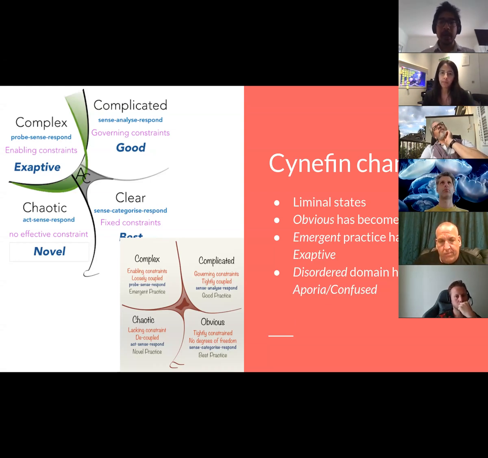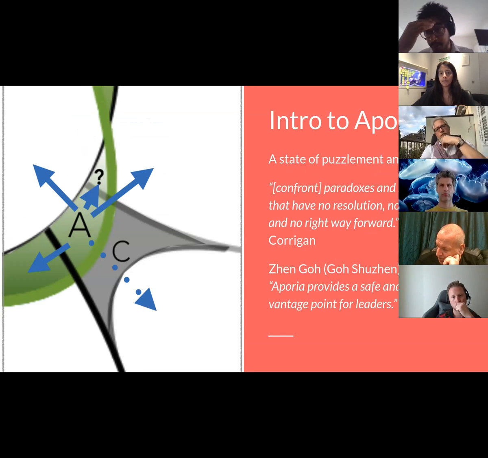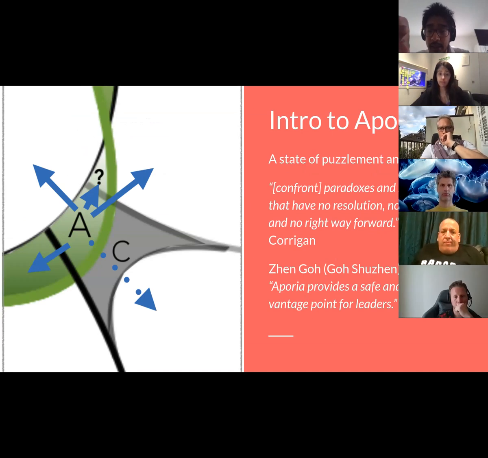Absolutely, yeah. It's a place. In fact, if I go to the next slide here, there's some really interesting quotes which ties into what you're saying there, Chital. Chris Corrigan says that to be in Aporia is a state of puzzlement and doubt. It allows us to confront paradoxes and situations that have no resolution, no precedent, and no right way forward. So I think this ties into what you're saying. Zhen, who's at Cognitive Edge, says Aporia provides a safe and curious vantage point for leaders.